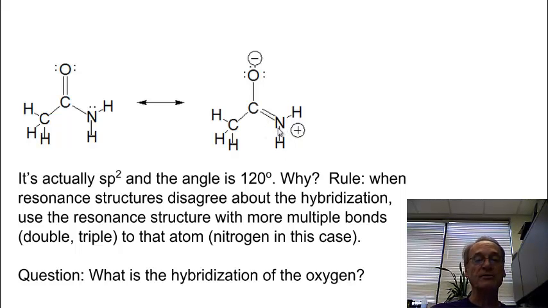This obviously has a double bond to the nitrogen, this only has single bonds to the nitrogen, so therefore we use this resonance structure. Even though this is a less important resonance structure, we still use that resonance structure to decide about the shape around the nitrogen.